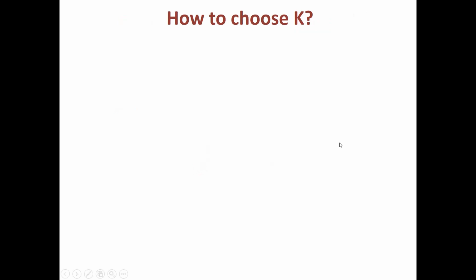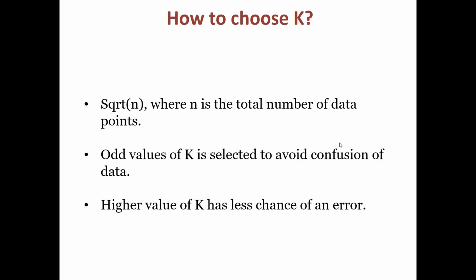How to choose the value of k? That is the next question. If we consider that there are n total data points, then we can find the square root of n, and approximately that odd value we can consider as the value of k. Generally, an odd value of k is selected to avoid confusion in the data, and a higher value of k has the least chance of error.